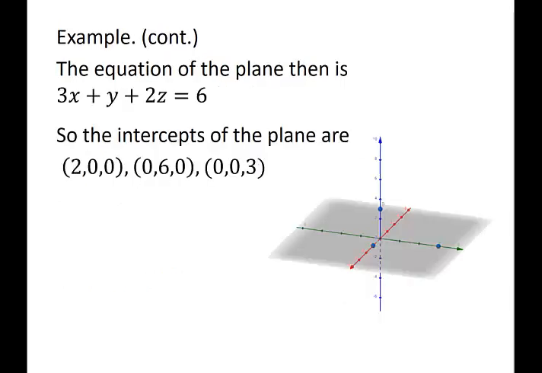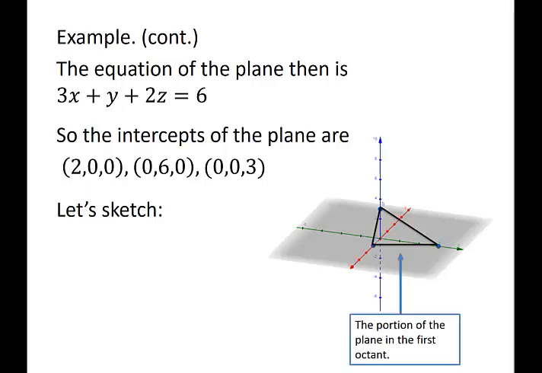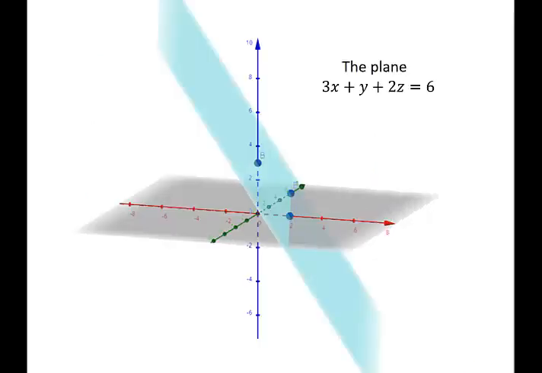And so to sketch our plane, we start by plotting those 3 intercepts that we just found and connect them together. And this doesn't give us the entire plane, but this gives us the portion of the plane that exists in the first octant. And normally when we're sketching, that's a good place to start. If you want to see a picture of the entire plane, something like GeoGebra can come in to help, which is what I use to create this sketch that we see here.